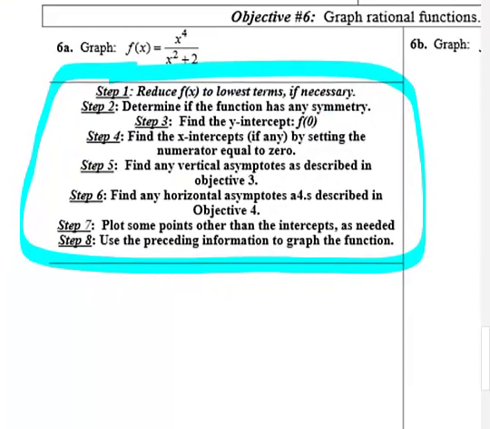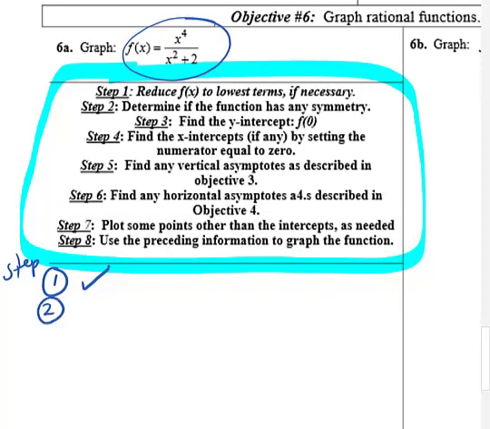First thing is to reduce f of x to lowest terms if necessary. So I'm just going to go through the steps. Step 1. It's already done because this function doesn't factor. The numerator doesn't factor, the denominator doesn't factor, so I don't have to worry about that.